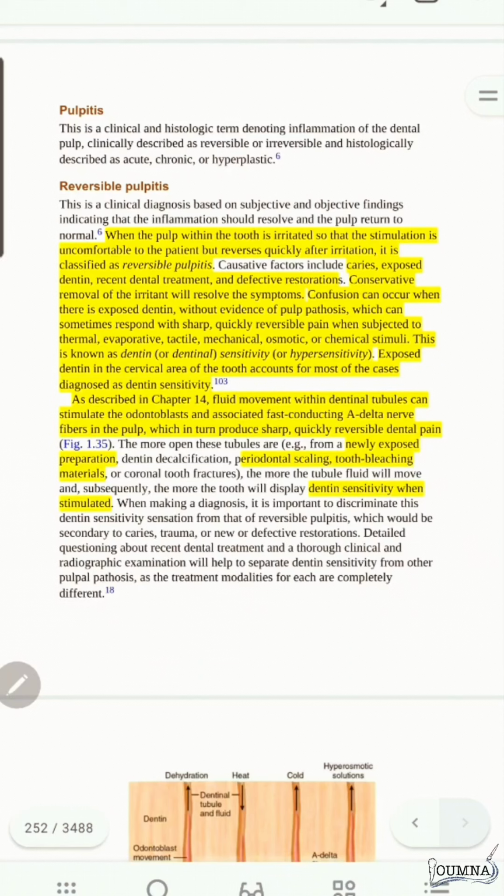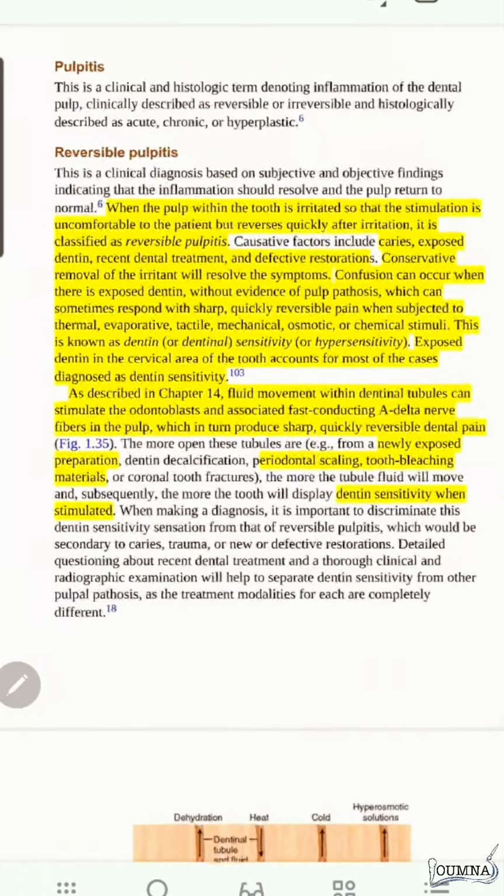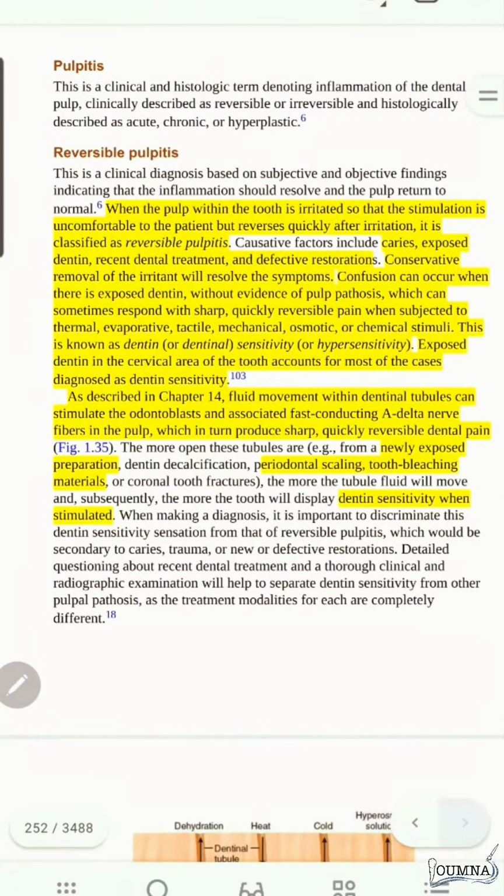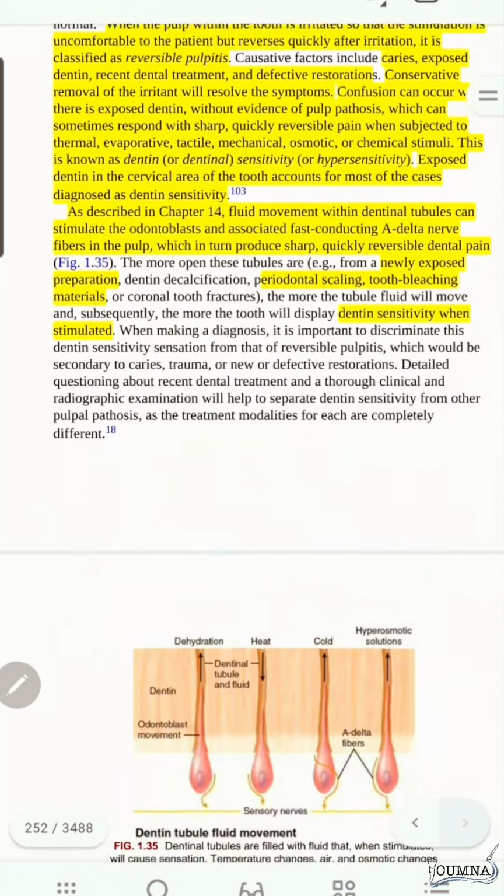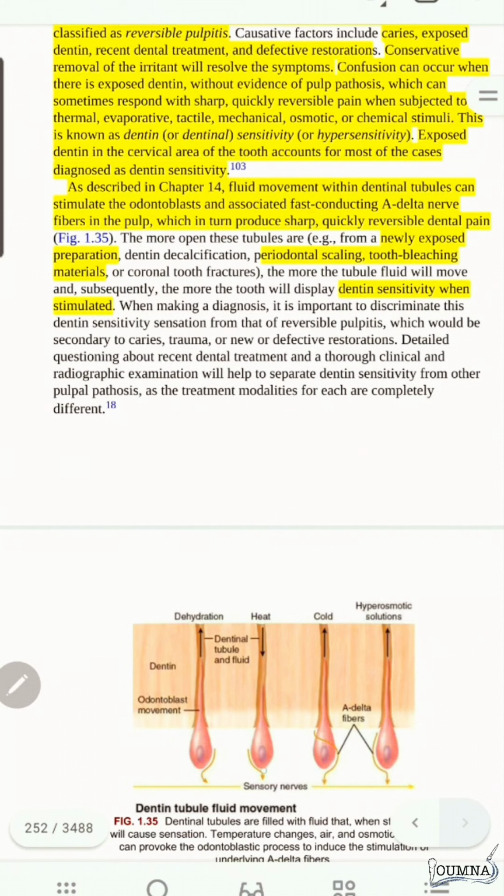Let's talk about the differential diagnosis between the reversible pulpitis and the hypersensitivity, because they clinically have similar symptoms of sharp, quickly reversible pain. For the hypersensitivity, it is associated with the cervical part of the tooth. It is caused by the exposure of the odontoblastic fibers. So the movement of the fluid inside by the stimulus causes the pain.